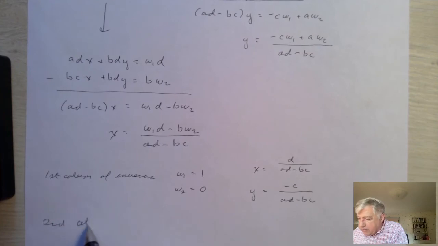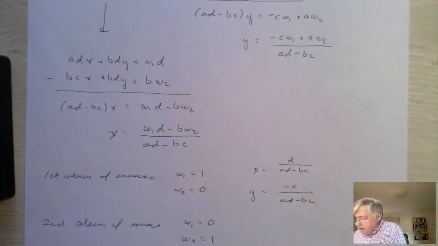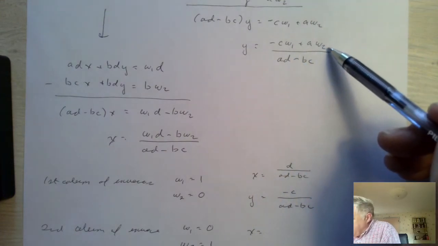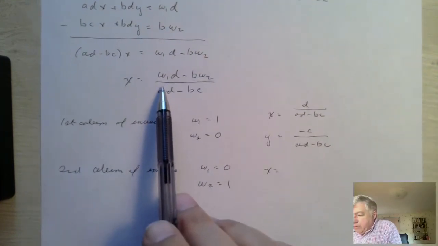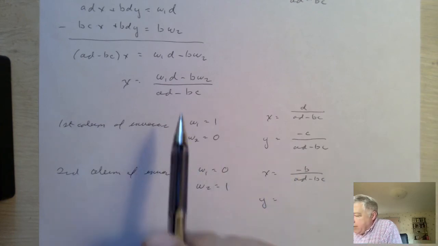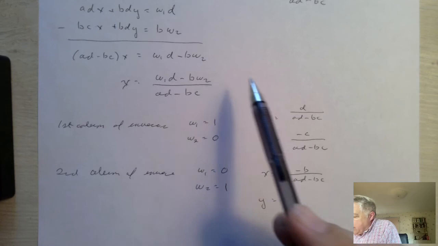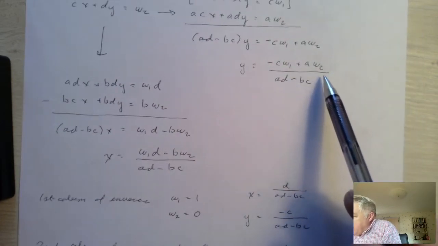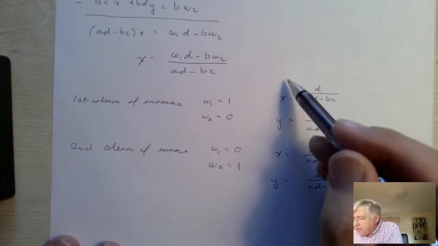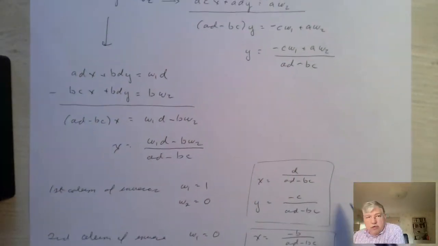And then to get the second column of the inverse, we let w1 equal 0 and w2 equal 1. Then x will become, since w1 is 0, 0 minus b, so this will be minus b over ad minus bc, and y is going to be, since w2 is 1, a over ad minus bc. Okay. So that's the first column, which is what we get up here, and this is the second column.